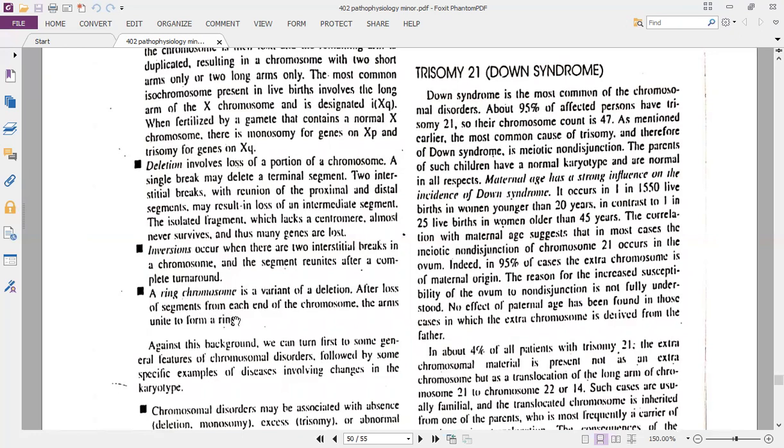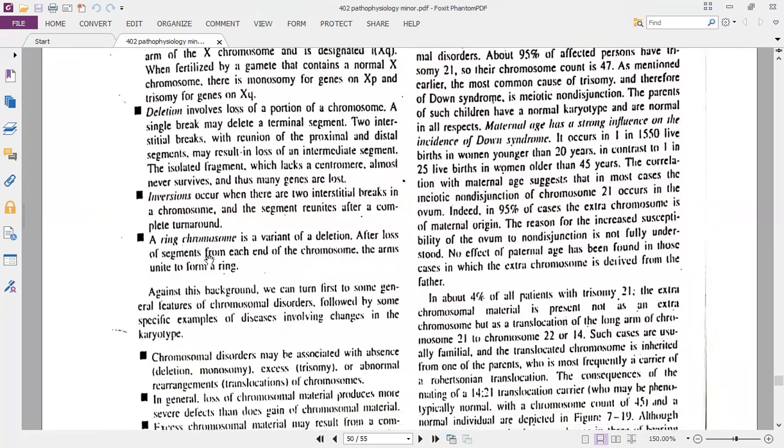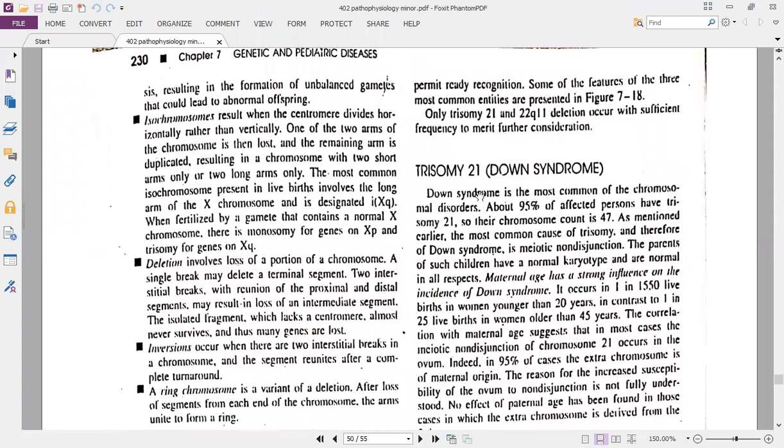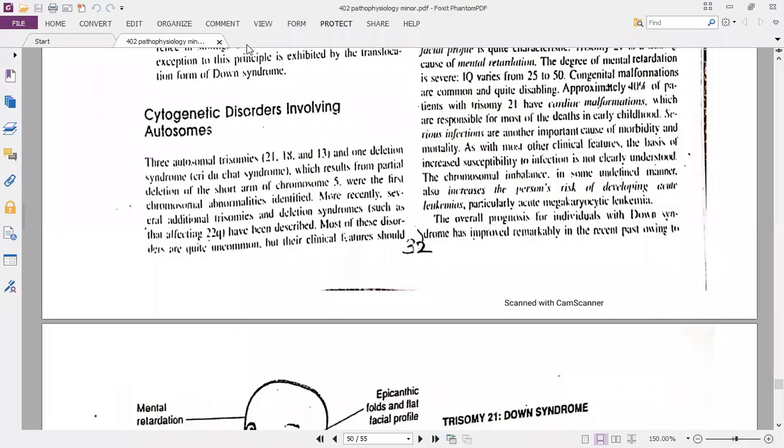We know that the chromosomes in eukaryotes are not ring chromosomes. We have linear DNA and linear chromosomes. So this is what you need to keep in mind regarding the structural abnormalities. Let's come down to the discussion of trisomic conditions.